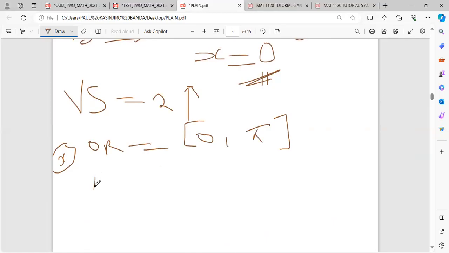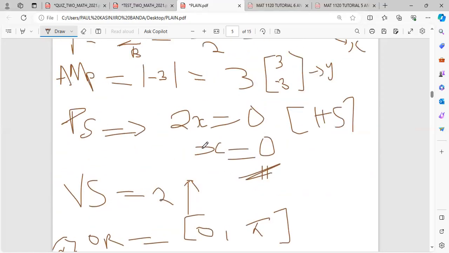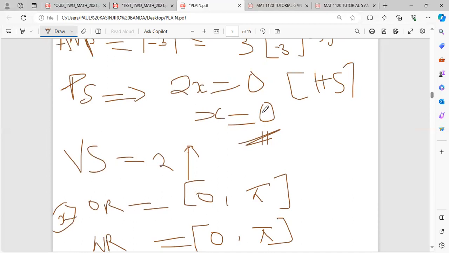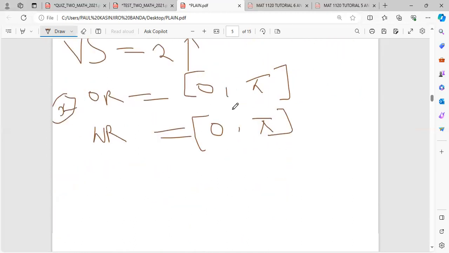Then the new range after applying the phase shift, because we are in the x-axis, is going to be, you can see that the phase shift here was just 0, so 0 plus 0 is going to give you what? 0, comma, 0 plus pi is still going to give you what? Pi. So in this question there was no phase shift because the phase shift there was just 0.